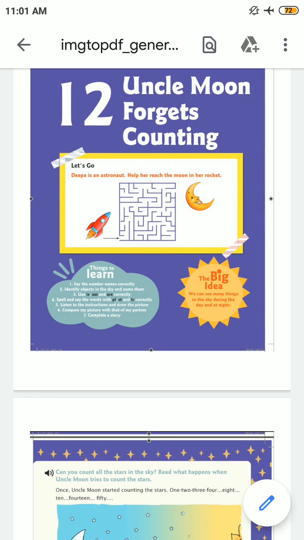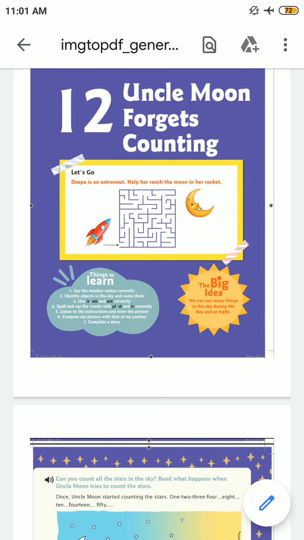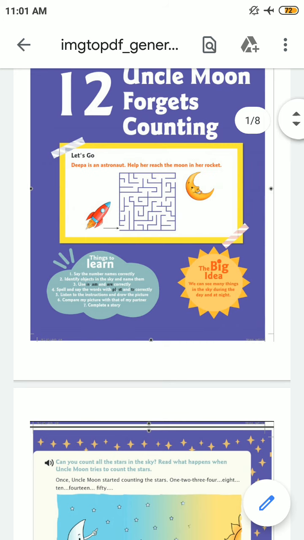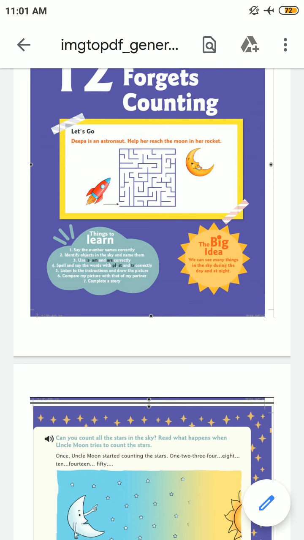So, today we are going to learn about chapter number 12, Uncle Moon Forgets Counting. In this chapter, we will learn about the various bodies that are present in the sky. The various bodies means the sun, the moon, the stars; all these things are known as the bodies present in the sky. We will learn how the moon tries to count the stars and what happens when Uncle Moon tries to count the stars. So, we will begin with the story.